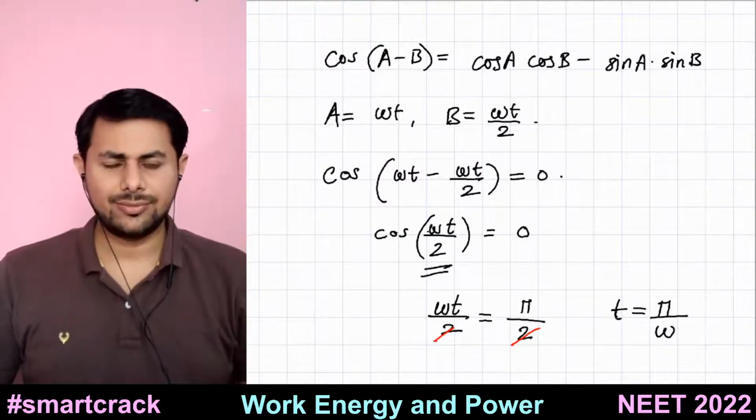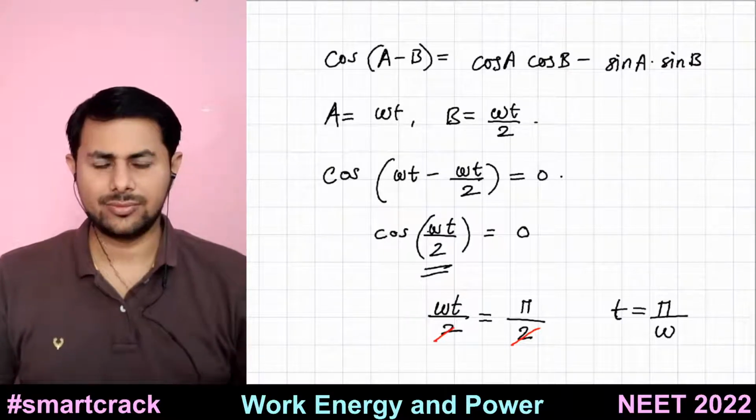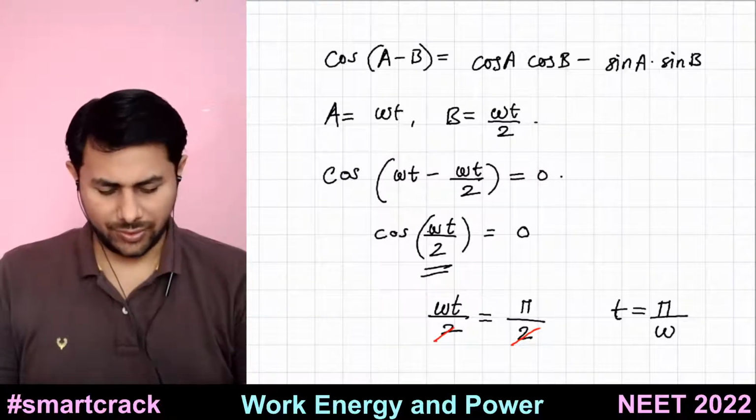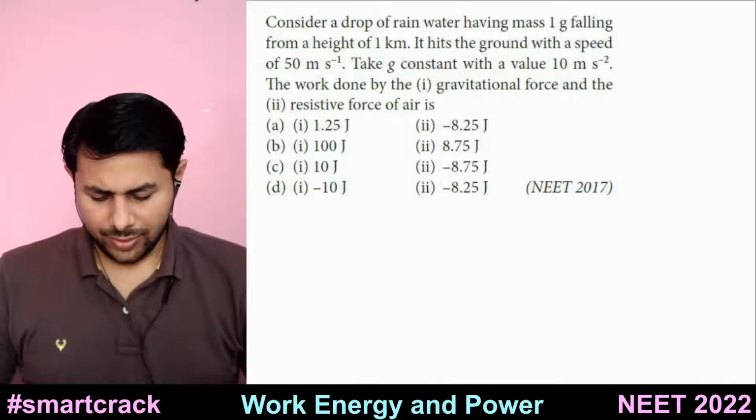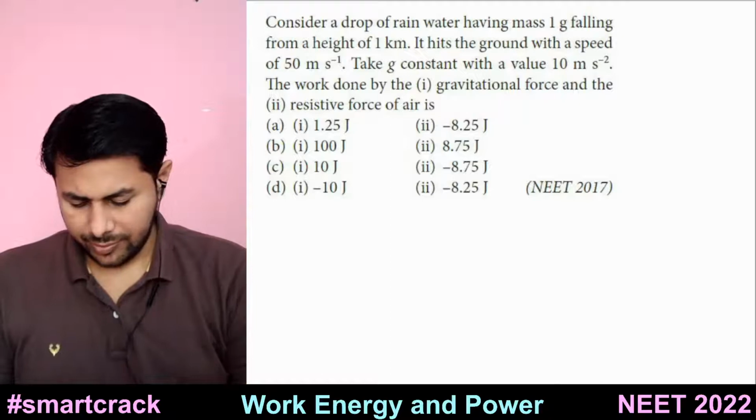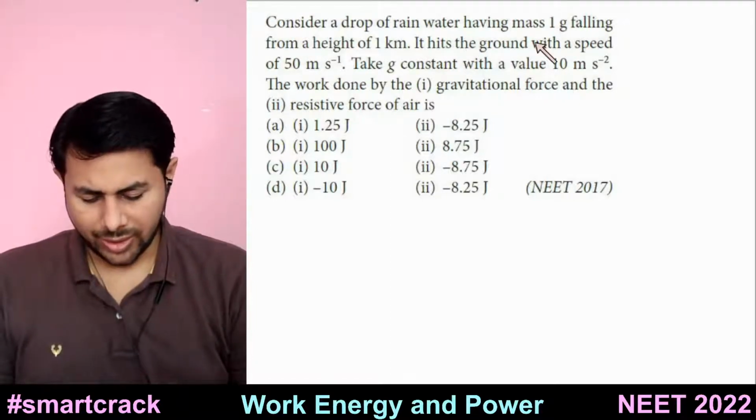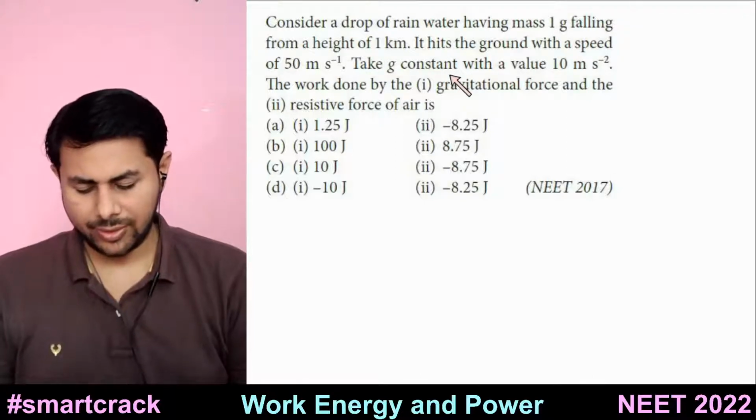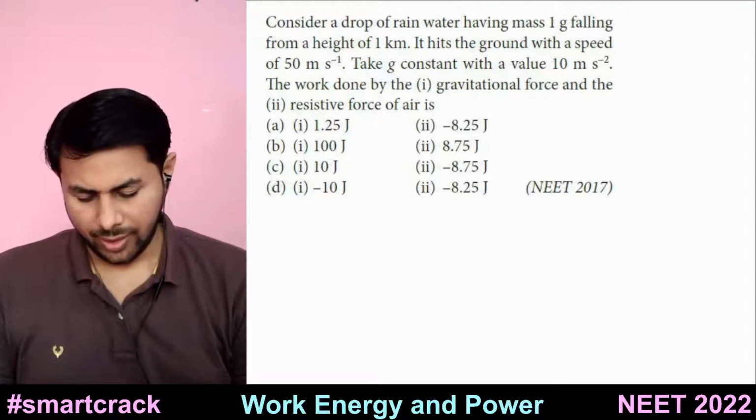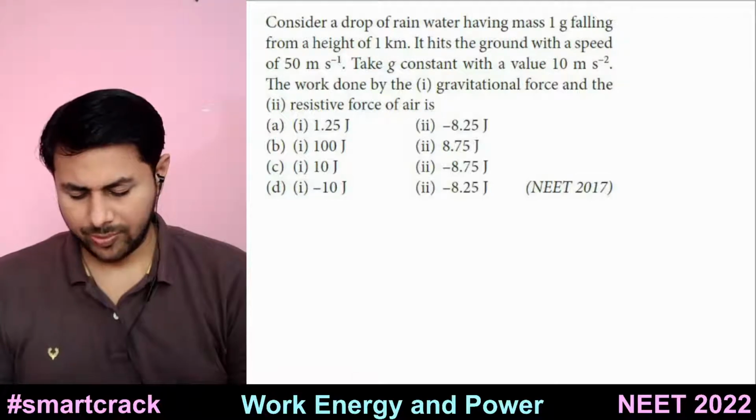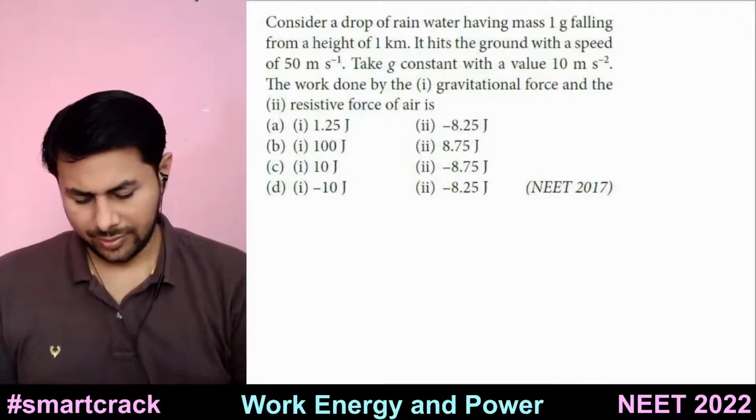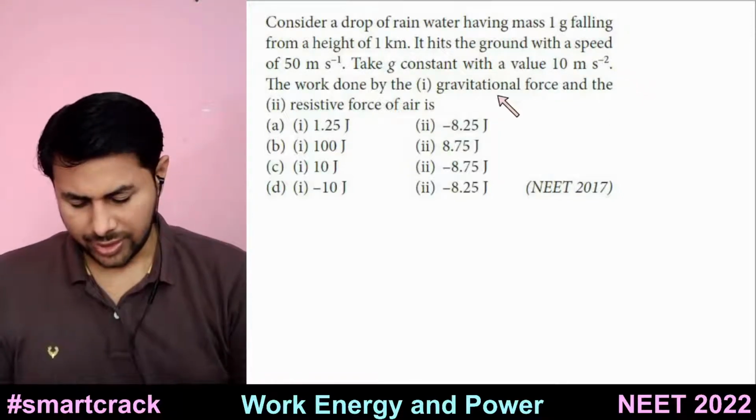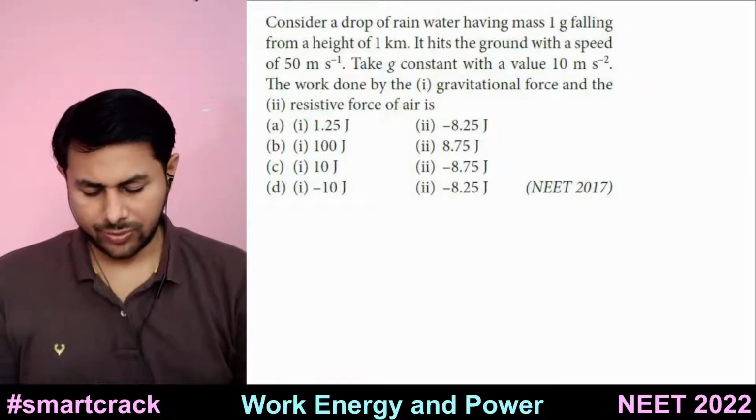Is it clear? So let's move on to the next problem. Consider a drop of rainwater having mass 1 gram falling from a height of 1 kilometer. If it hits the ground with a speed of 50 meters per second, then take g as a constant with value 10 meters per second square. The work done by gravitational force and the resistive force is.